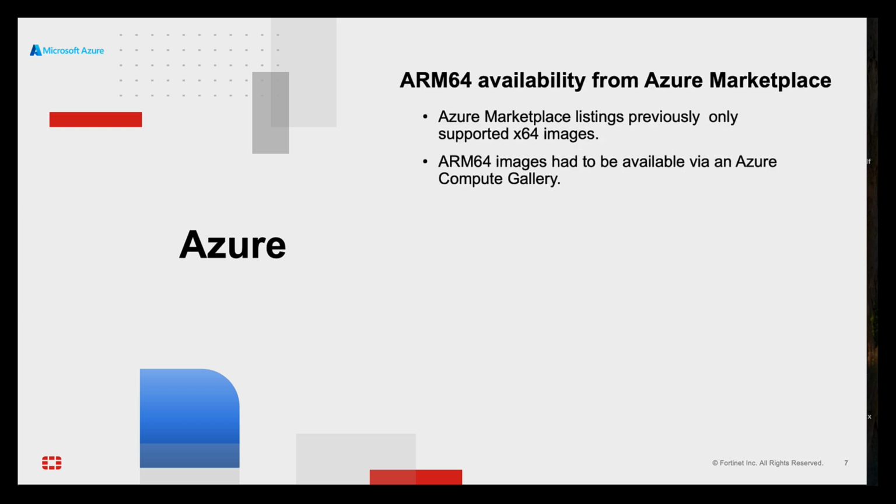And finally, Azure supports ARM64 in the Marketplace. Previously, Marketplace did not support ARM64 images. The ARM64 images had to be available via an Azure Compute Gallery to be utilized with an Azure Marketplace listing. But now they are available directly through the Marketplace listing without having to support them first in an Azure Compute Gallery. This is just a brief overview of the new enhancements and features within the FortiGate.